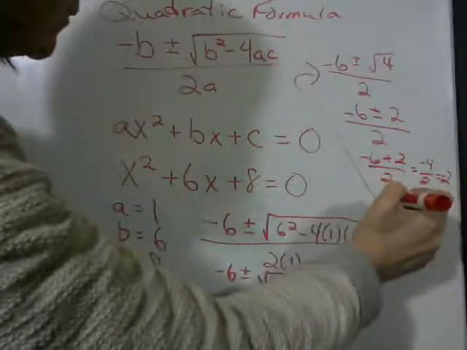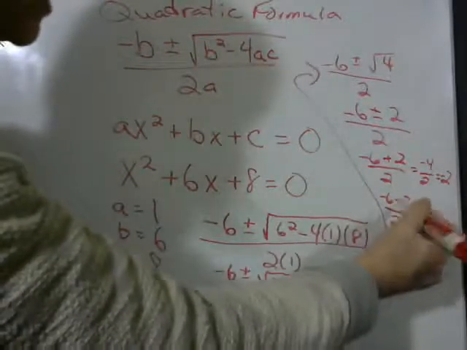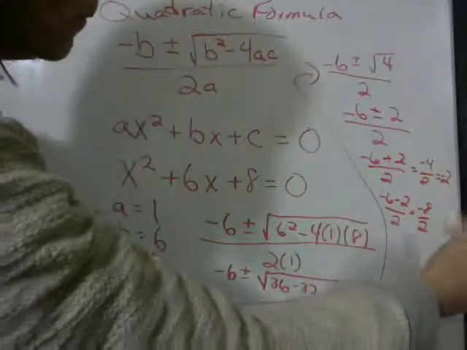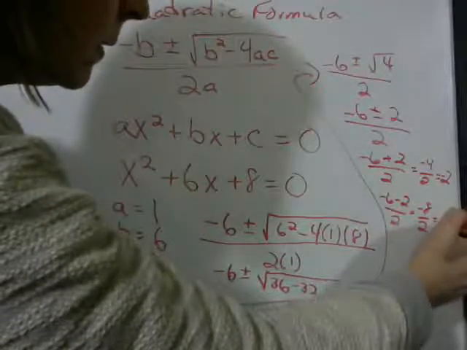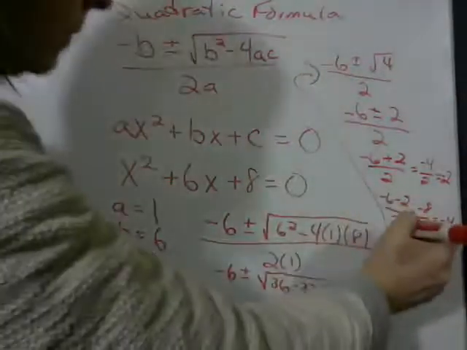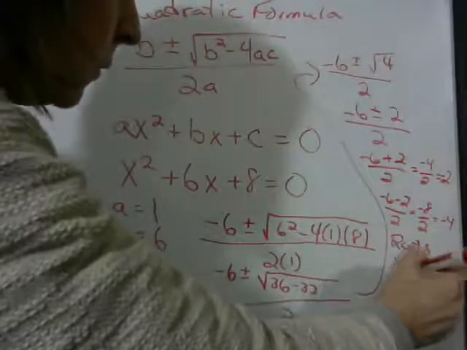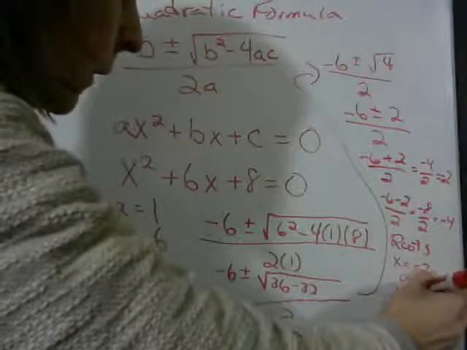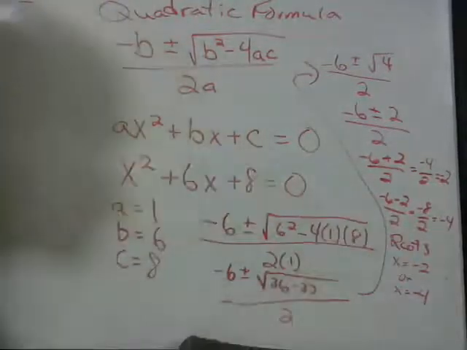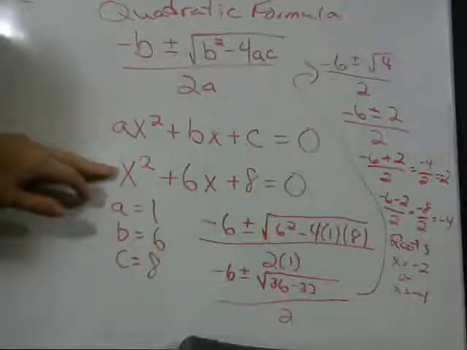So that was negative 6 plus 2. Now we have to do negative 6 minus 2 because it's plus or minus divided by 2. What's negative 6 minus 2? Negative 8 divided by 2. What's negative 8 divided by 2? Negative 4. So your roots are x equals negative 2 or x equals negative 4. We got a negative 2 and a negative 4. That is your answer if you're being asked what are the roots of this equation. Negative 2 or negative 4. That's the answer.